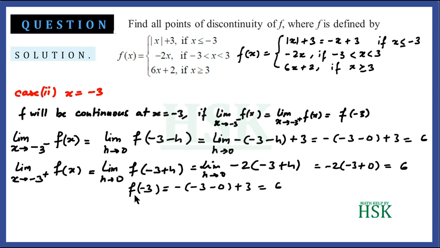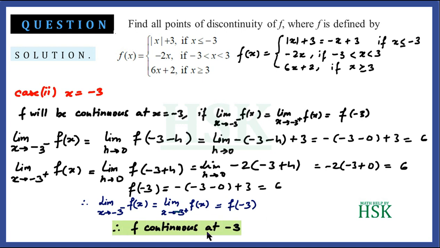And f of minus 3 would be equal to minus of minus 3 plus 0 plus 3, that will be equal to 6. Therefore we get the left hand limit of the function is equal to the right hand limit of the function is equal to the value of the function at x is equal to minus 3. Okay, so therefore the function is continuous at minus 3.